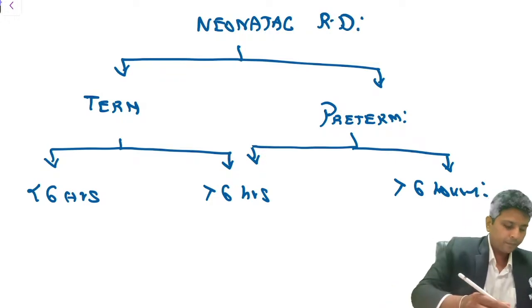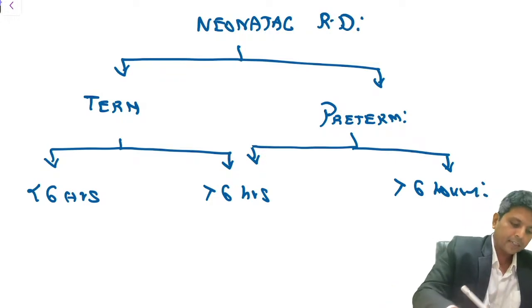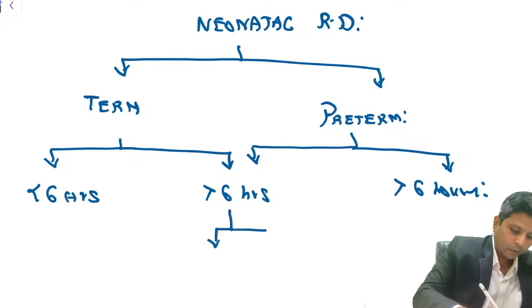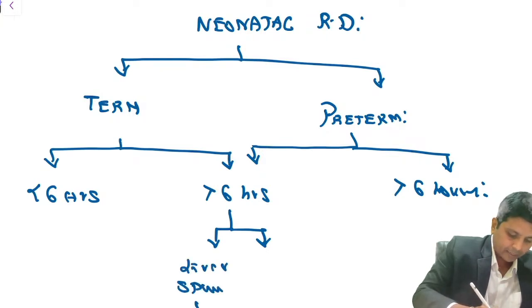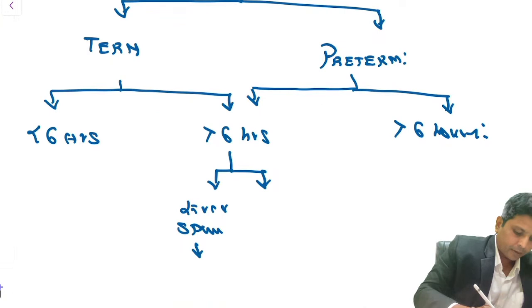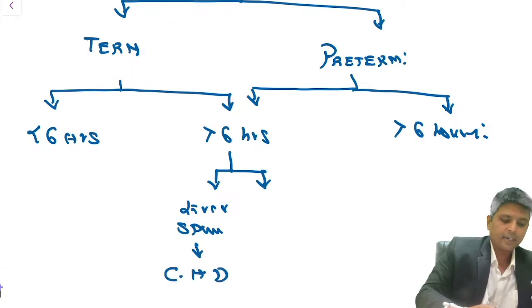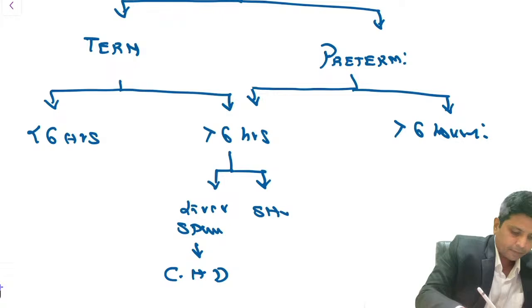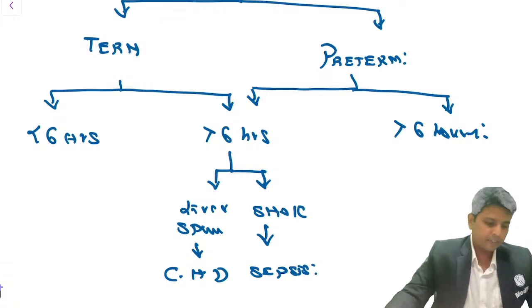If it is more than 6 hours in both term and preterm, you have only two things. If the child is having large liver span, you need to think in terms of congenital heart disease. Think in terms of congenital heart disease. When you have shock as a manifestation, you need to think in terms of sepsis.